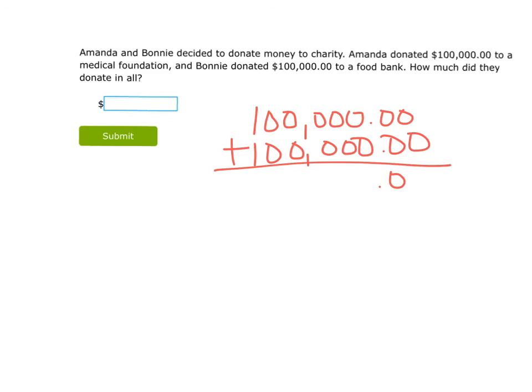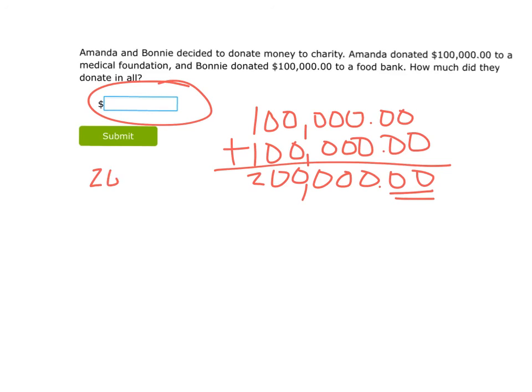Okay, so you bring your decimal down. You bring all these zeros down because 0 plus 0 is 0. 200,000. Usually in IXL, if the decimals are 0, you can leave them off. So I could put 200,000 as my answer. Okay, but if you want to put 0.00 at the end of it, that would not be incorrect.